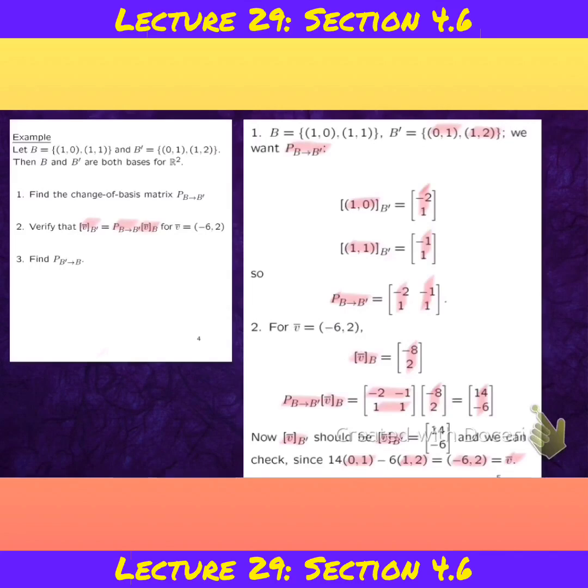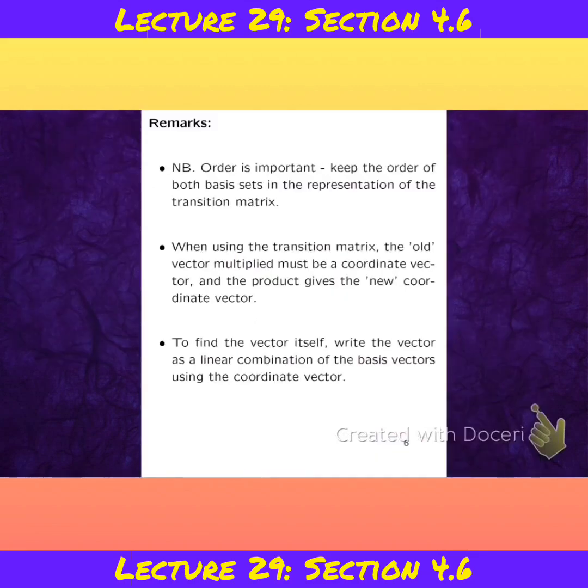Right, so this is a little handy formula that you can use to play around with coordinate vectors between different bases. Now again, we can extend this to include multiple vectors, not only just two vectors. Right, just some important remarks. The order is important, as I stated previously, so keep the order of both basis sets in the representation of the transition matrix. So start with your old basis and the arrow always points to the new basis.